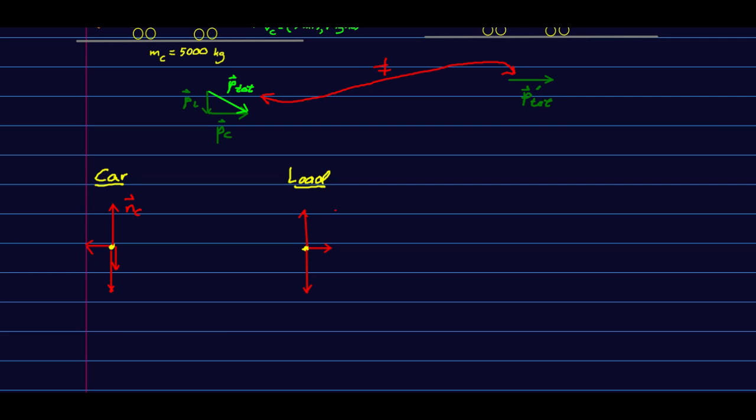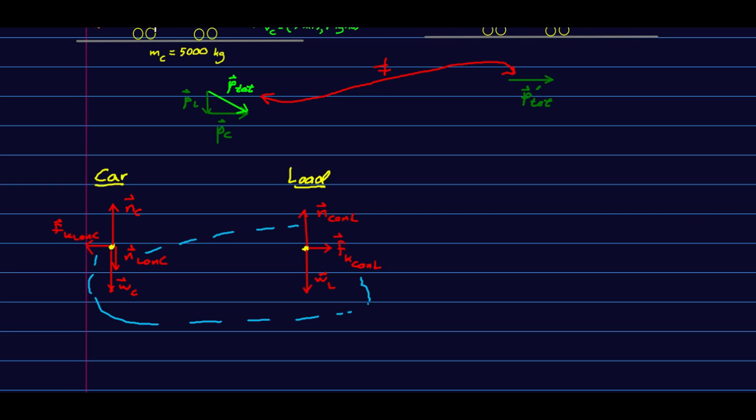Here's the normal on the car. Here is the normal that the car exerts on the load and the normal that the load exerts on the car. The weight of the car, the weight of the load, the kinetic friction that the car exerts on the load, and the kinetic friction that the load exerts on the car. And we know that these two are an interaction pair, and these two are an interaction pair. Now we know that this system isn't isolated because its momentum isn't conserved. So the question now is why?